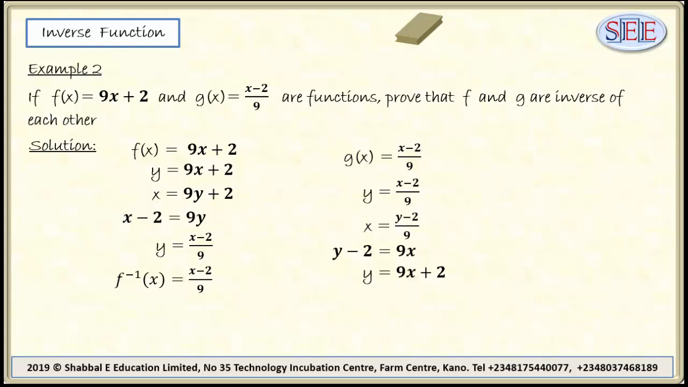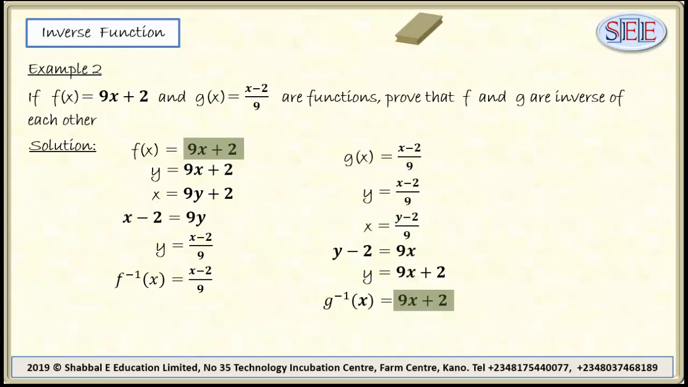Last we need to replace the letter y by g inverse of x. So g inverse of x is now equal to 9x plus 2. This is the inverse of the function g. So now we compare to see whether the function f of x is the same thing as g inverse, and whether the function g is the same thing as f inverse. Looking at the function f and g inverse, look at them highlighted now. The function f, it says f of x equals 9x plus 2, and we were able to find out that g inverse is 9x plus 2.